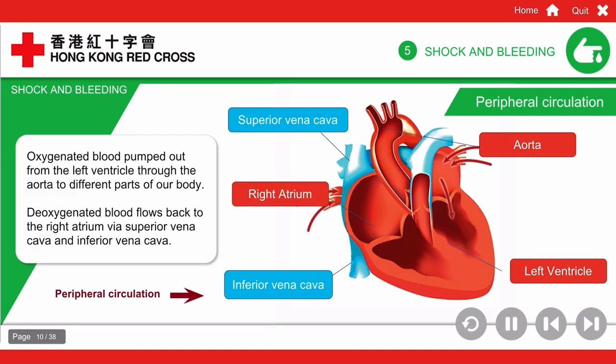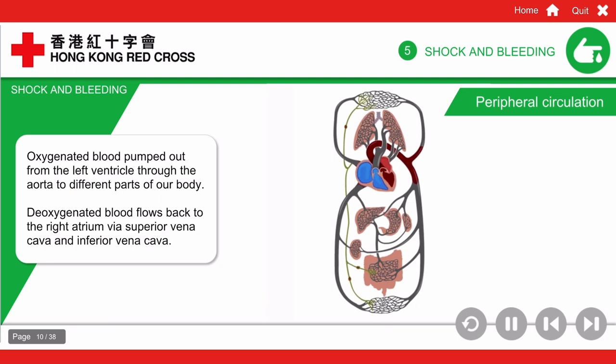As for peripheral circulation, it refers to the flow of oxygenated blood pumped out from the left ventricle through the aorta to different parts of our body. The blood will bring oxygen to cells and tissues and collect carbon dioxide from body cells. Afterwards, deoxygenated blood flows back to the right atrium via superior vena cava and inferior vena cava.